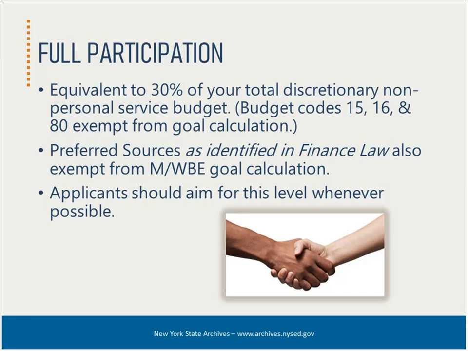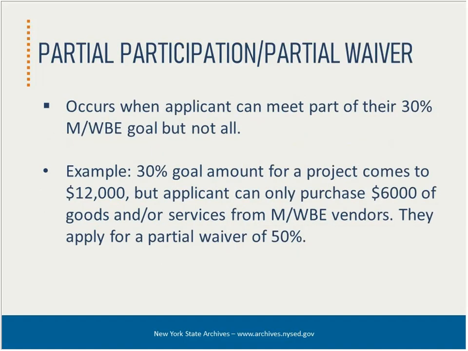Let's say you can meet only part of the 30% MWBE goal, but not all of it. In that case, you would then file for a partial participation, partial request for a waiver. We'll look at that option in the next slide. The partial participation, partial waiver level of compliance comes into play if you can only meet part of your 30% goal. Let's say you are proposing a project in the inactive records category, and you need to hire a consultant to conduct an inventory of your records.